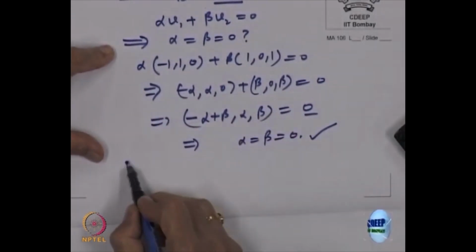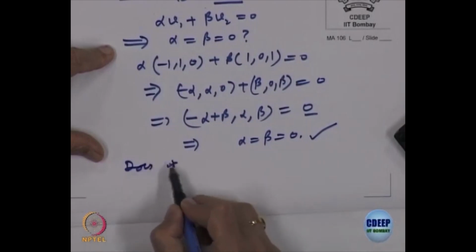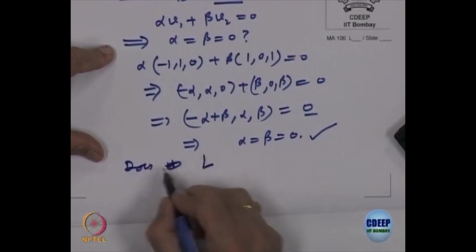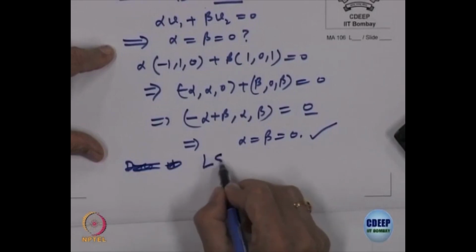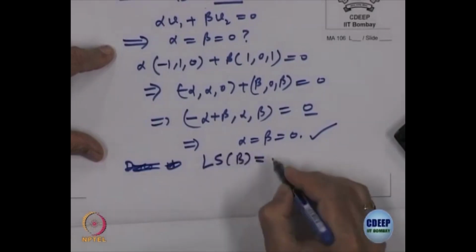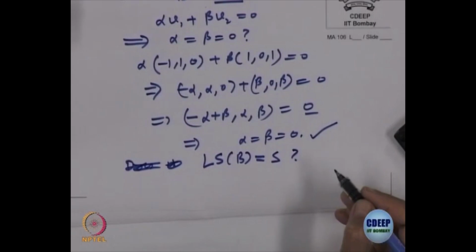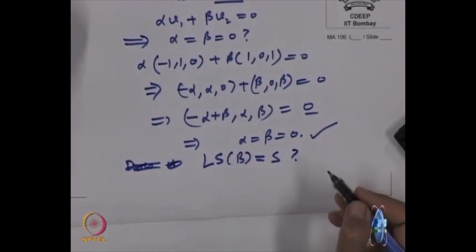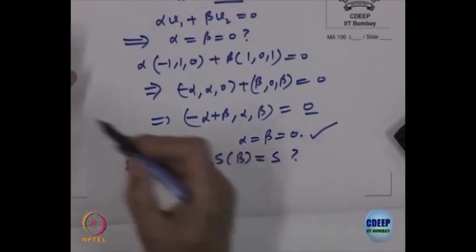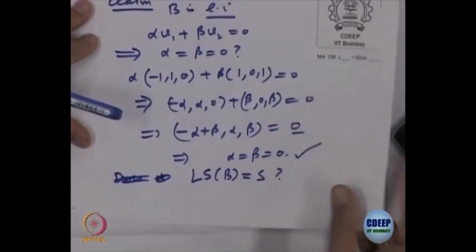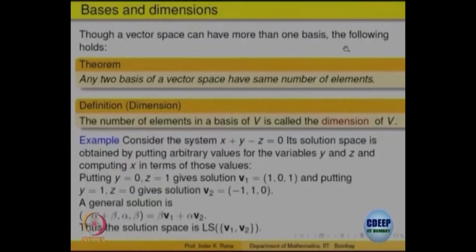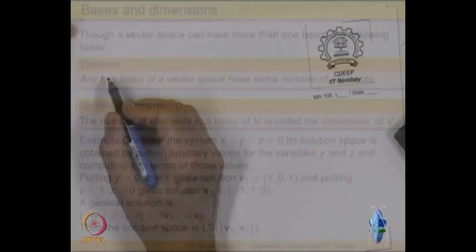Okay. Does it generate everything? Can I say the linear span of B is equal to S, that all solutions are linear combinations of these? That is what we have to check. So, let us check that. You can write a general solution in terms of V1 and V2. So, what does the general solution look like?